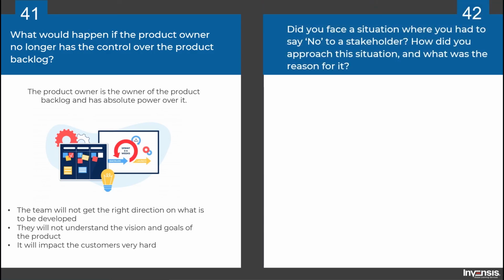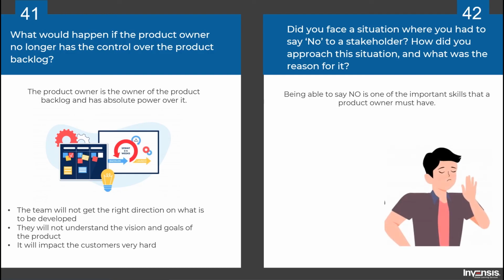Did you face a situation where you had to say no to a stakeholder? How did you approach this situation, and what was the reason for it? Well, this again is a question that you can answer based on your own experience. As you know, being able to say no is one of the important skills that a product owner must have. For example, let's say there is a pet project with a doubtful value that the stakeholder wants you to work on. As a product owner, it's your responsibility to protect your team from this.